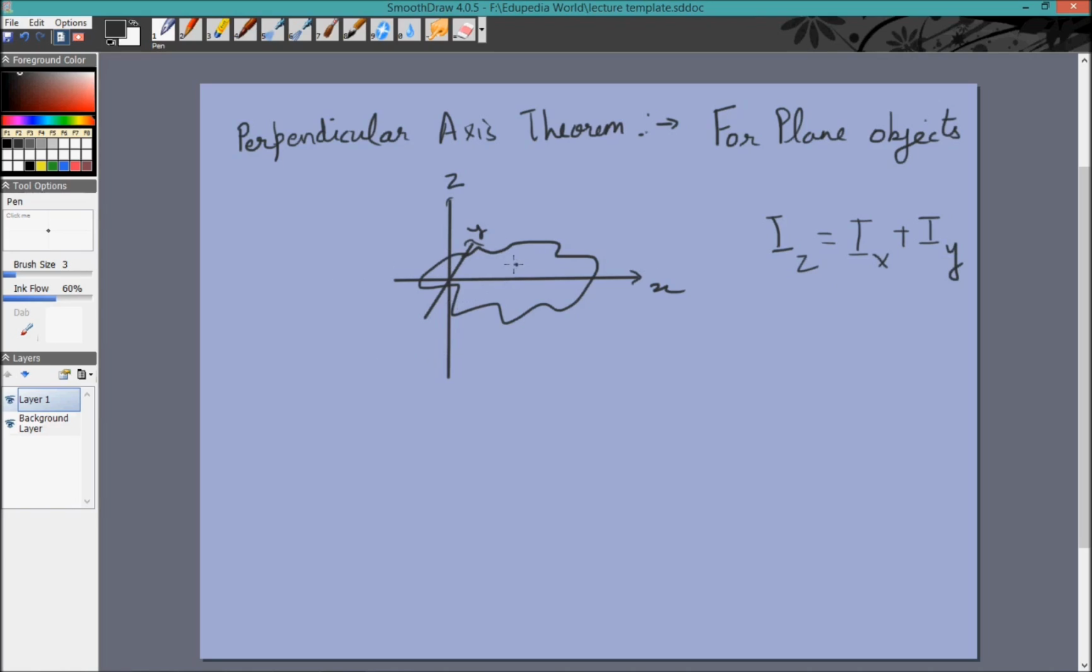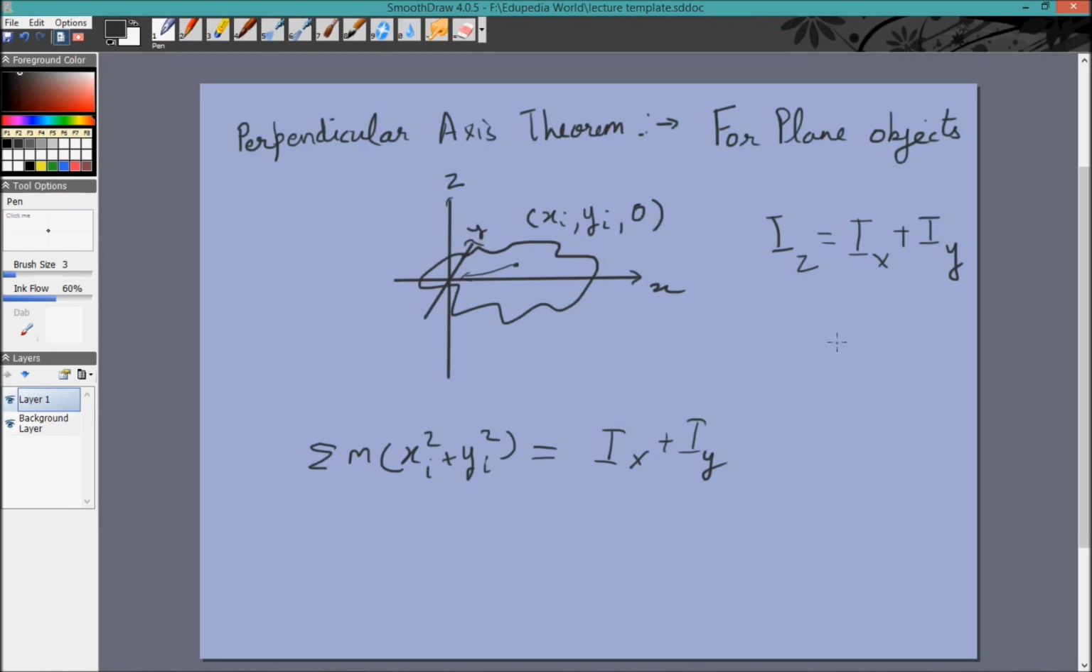How do we see that? So let's take any point. It obviously has coordinates xi, yi and 0, right? This is where we are using the fact that it's true for plane objects only, because the z-coordinate will be 0, right? So the moment of inertia about the z-axis will be summation m times this distance whole squared. But this distance squared is simply xi squared plus yi squared, right? Because this distance is root of xi squared plus yi squared. So we can add this up and we can directly see that this is equal to Ix plus Iy. Right?